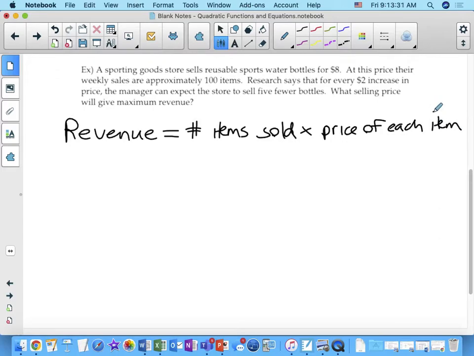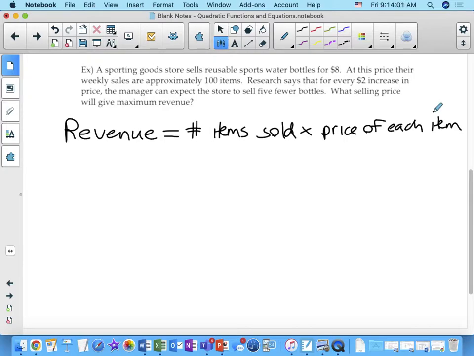Okay, so for example, what is the current revenue? If this store owner does nothing, if this sporting goods store does nothing, what would the current revenue be? Yes, $800, right? 100 times 8. Yes, 800. $800, exactly.